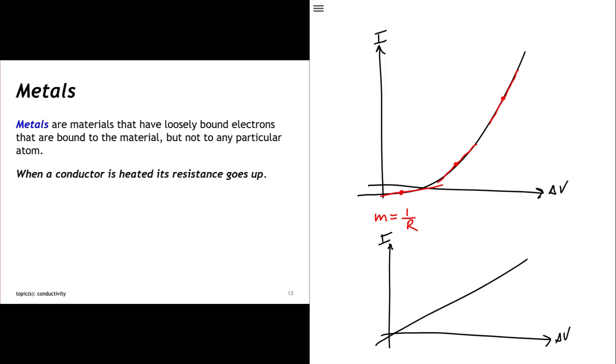So this brings us to discuss the different types of materials that we'll encounter in our class. We're primarily going to deal with metals. Metals are materials that have loosely bound electrons that are bound to the material, but not to any particular atom. When a conductor is heated, its resistance goes up, and that's true of metals. If you heat metal, its resistance to the flow of current increases.